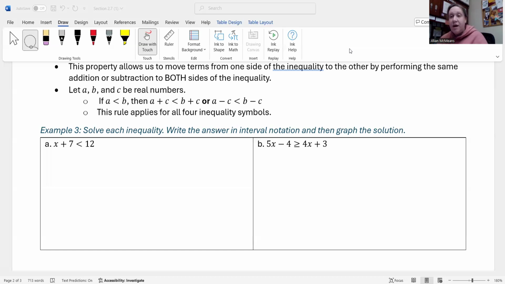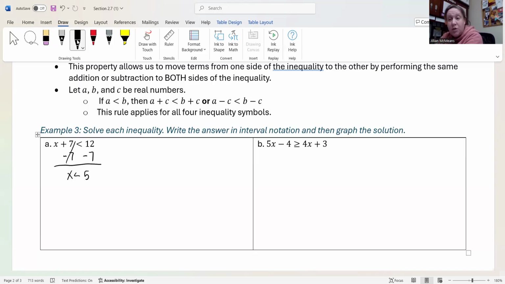Okay, so for part A, we have x plus 7 is strictly less than 12, okay? Just like with equations, we want to isolate the variable, and we isolate the variable by undoing what has happened to that variable. So in this case, the variable has had 7 added to it. I need to undo that addition of 7, so I subtract 7. And if I do it to the left, I have to do it to the right to maintain that inequality. So on the left, 7 minus 7 is just 0. X plus 0 is x. And then 12 minus 7 is 5.